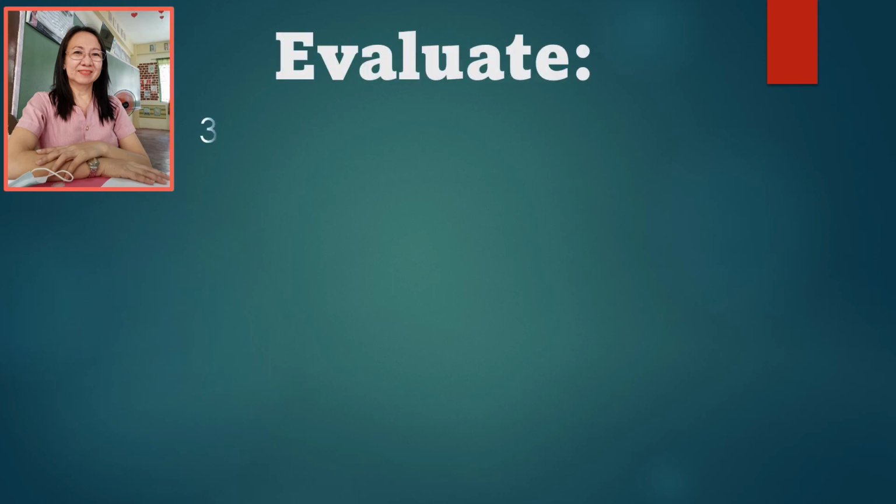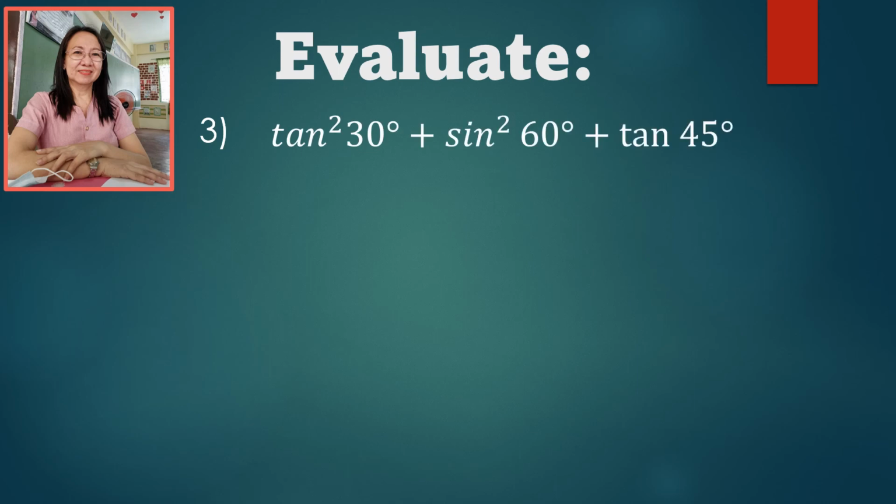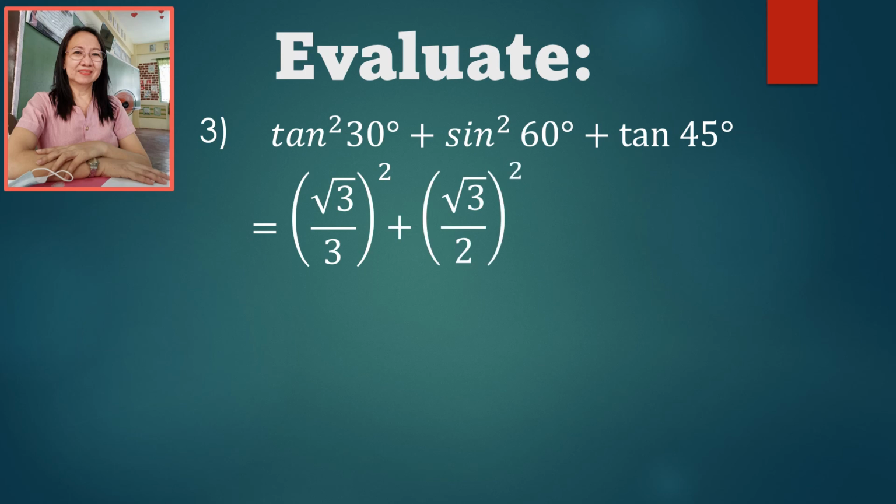Now let me give you another example. Let us evaluate our example number 3, which is tangent squared 30 degrees added to sine squared 60 degrees plus tangent 45 degrees. So getting the value of tangent 30 degrees will give us square root of 3 over 3. Then we have to square it since it is indicated in our given. Then the value of sine 60 degrees is square root of 3 over 2. Again, we have to square it. And the value of tangent 45 degrees is 1.